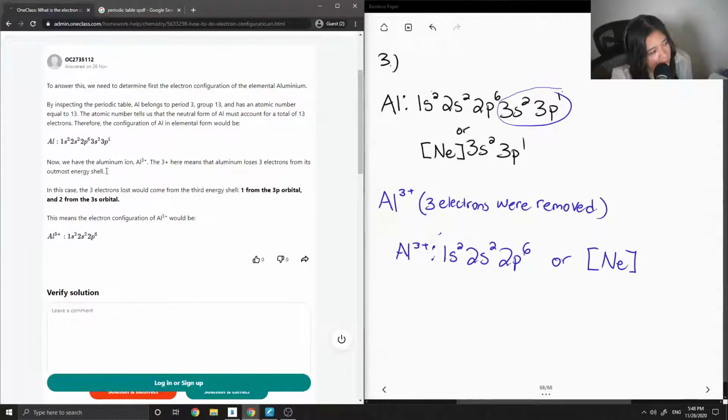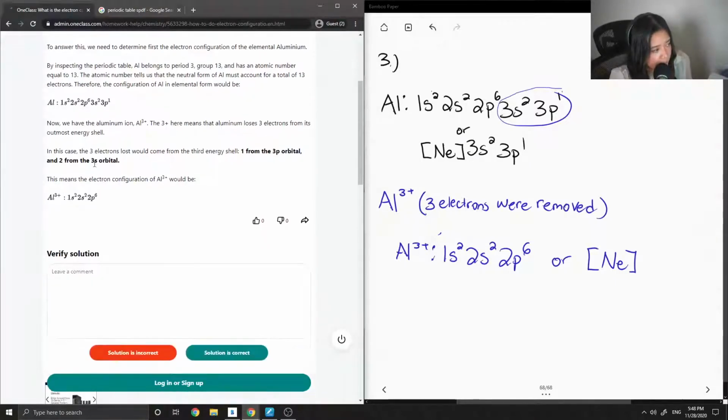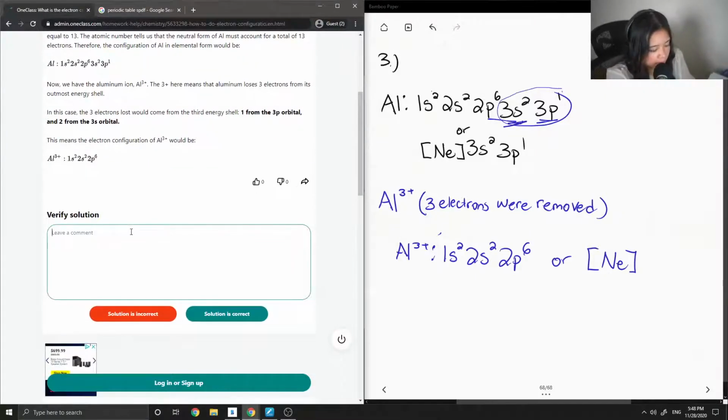Now we have the aluminum ion, aluminum 3+. 3+ here means that aluminum loses 3 electrons from its outermost energy shell. In this case, the 3 electrons lost would come from the third energy shell, one from the 3p orbital, so shown here, and then 2 from the 3s orbital, which was this one. This means the electron configuration would be 1s2, 2s2, 2p6. Yep, so I can verify that this solution is correct.